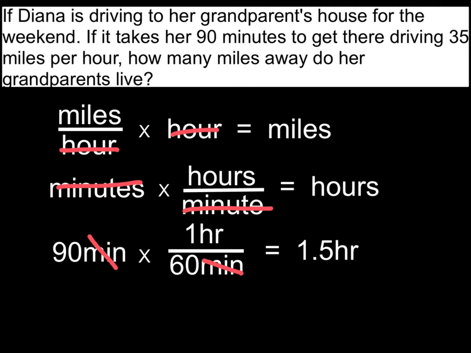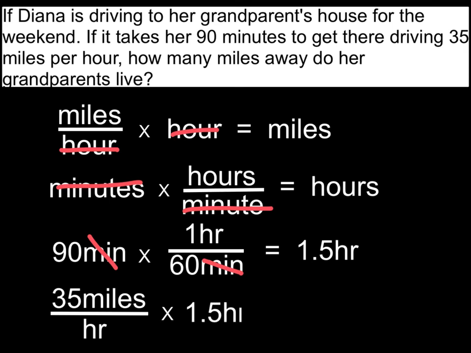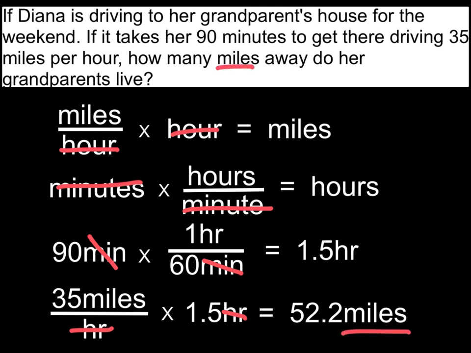Now that we've converted our minutes into hours, we can multiply the 35 miles per hour that Diana was driving by the 1.5 hours it took her to get to her grandparents' house, which tells us that Diana's grandparents must live 52.5 miles away. Since the units in our answer match the units we were looking for in our problem, we can be very confident that the answer we got is the correct answer.